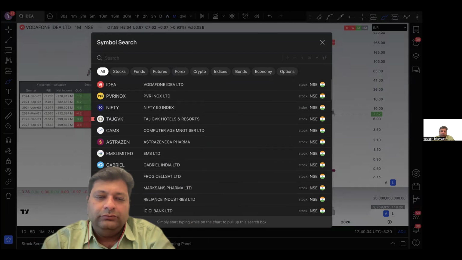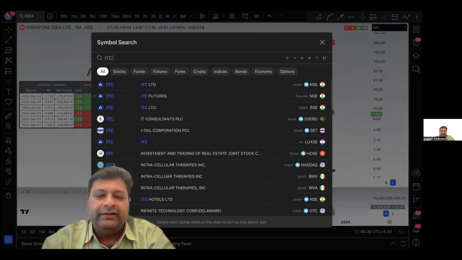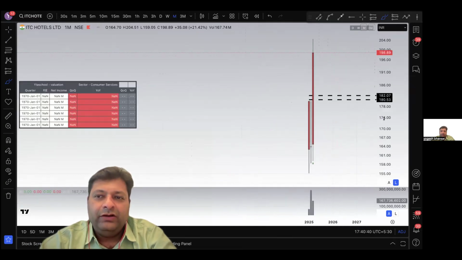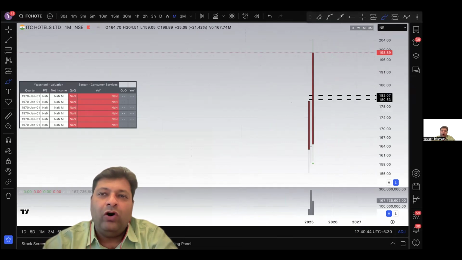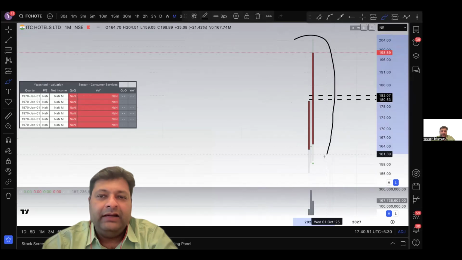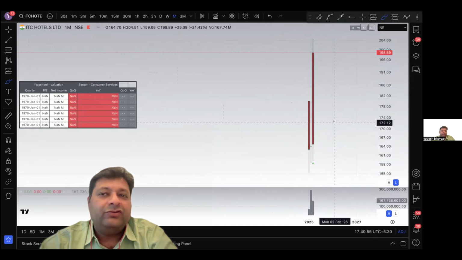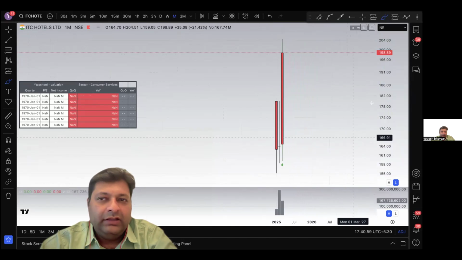So right now, an IPO stock could be ITC Hotels, let us take that, because it's recent. If you see over here, all the time frames have no color. By default, the candle will be red. That doesn't mean that this is bearish. Where there is no data, it will not be able to calculate the color of the candles.